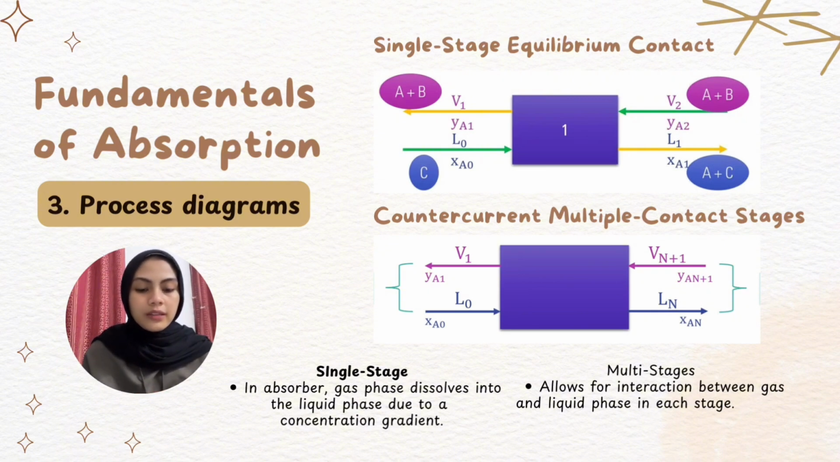We know that at a single stage in the absorber, looking at the diagram, the rectangle is the absorber, where the gas phase dissolves into the liquid phase due to a concentration gradient. While for the second diagram, the counter-current multiple stages, V1 and L0 are operating point 1, and V(N+1) and L1 are operating point 2. For the multi-stage diagram, multi-stage means there are many stages, and each stage allows for interaction between gas and liquid.